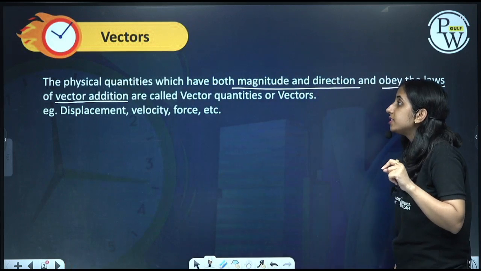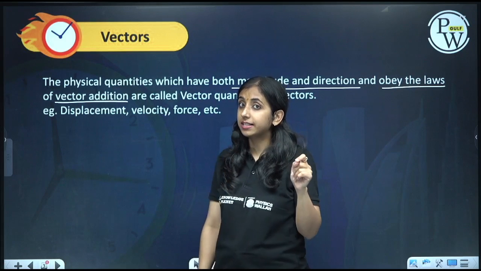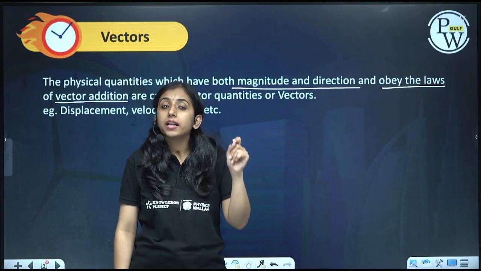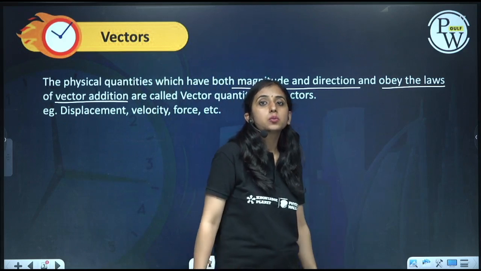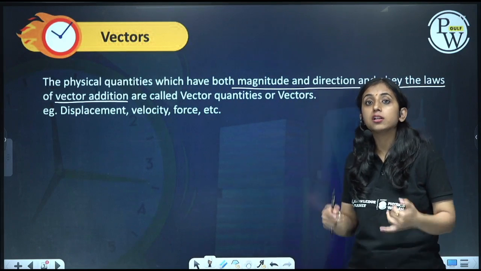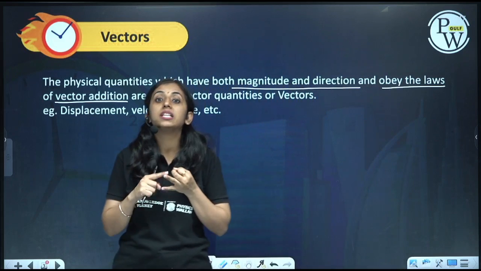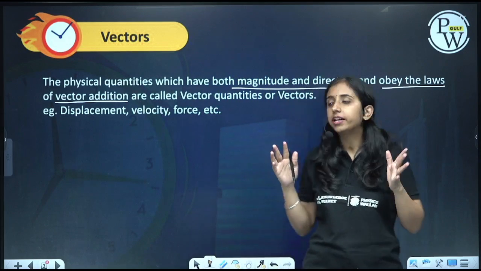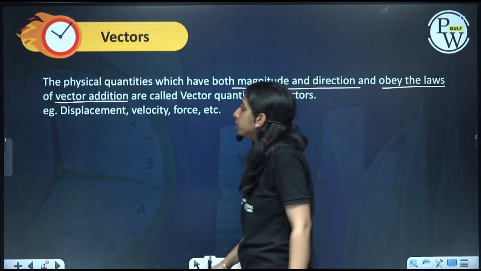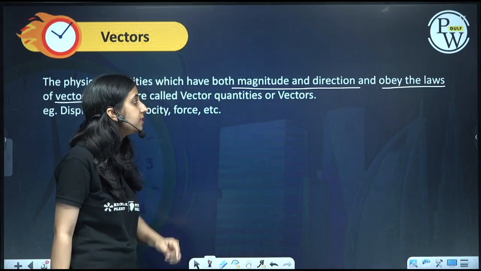What are vectors? The physical quantities which have both magnitude as well as direction and obey the laws of vector addition are called vectors. In physics, we encounter a lot of vectors: displacement, acceleration, velocity, force, linear momentum, angular momentum, torque. All these are vector quantities. So vectors have both magnitude as well as direction.